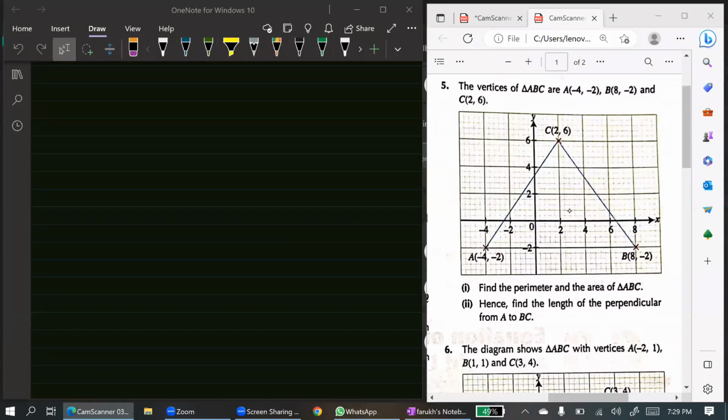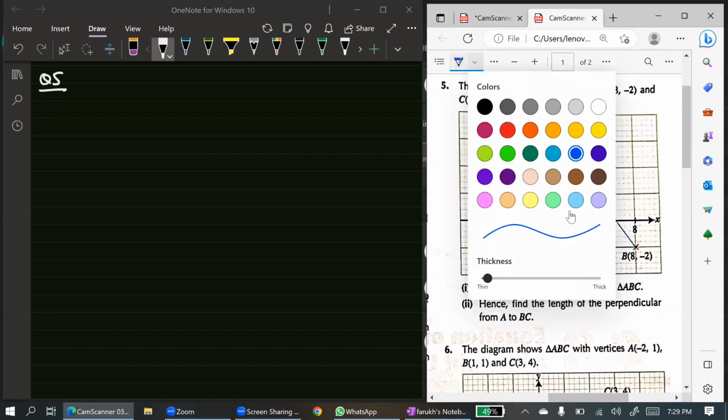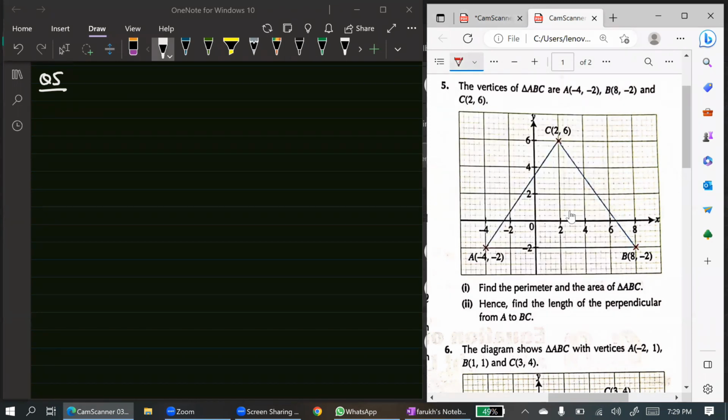And Beta ji, now we will attempt question number 5. Question number 5: the vertices of a triangle ABC are A(-4, -2), B(8, -2), and C(2, 6). Find the perimeter and the area of the triangle ABC.